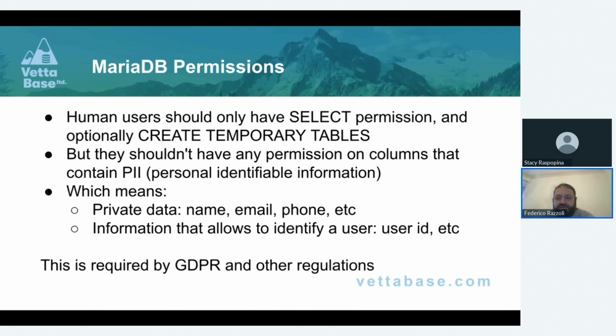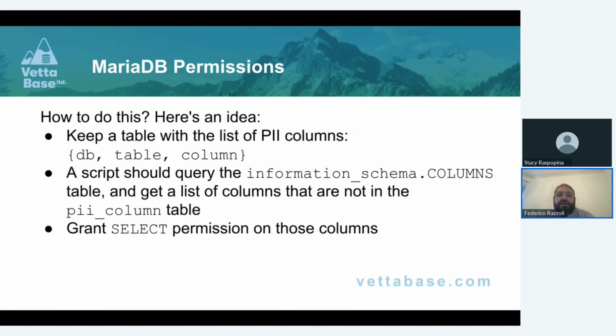So user ID is still PII. It is required, actually, by some legislations, including the European GDPR, that a business analyst doesn't have access to this kind of information. So how can you do this?